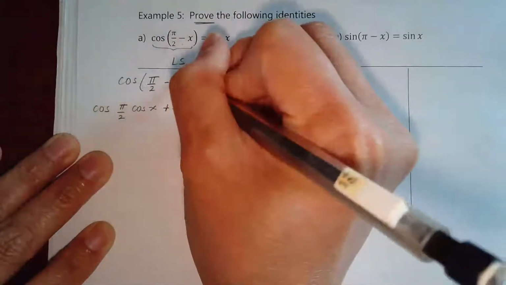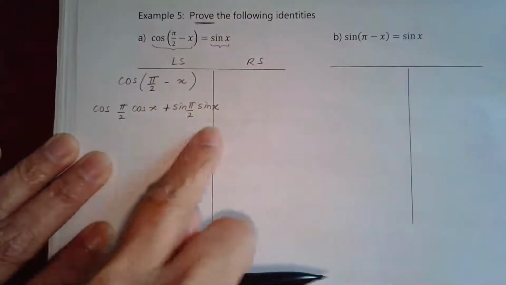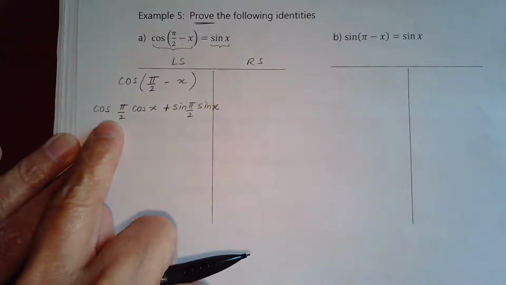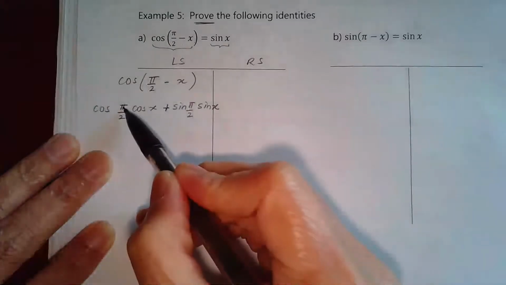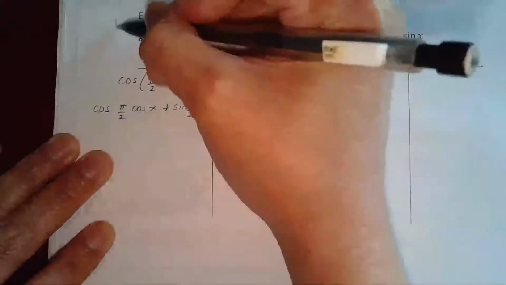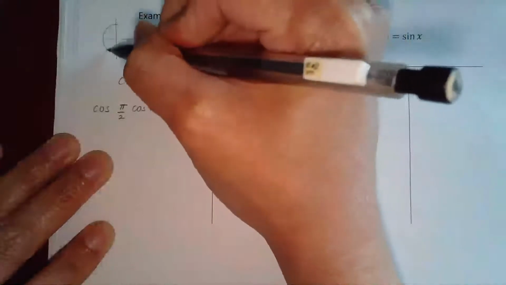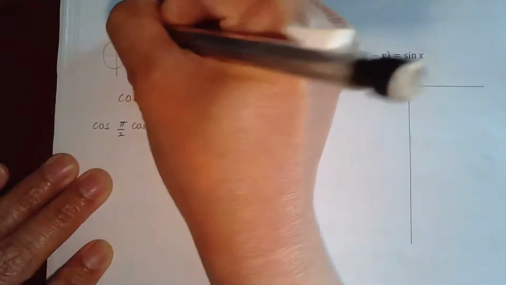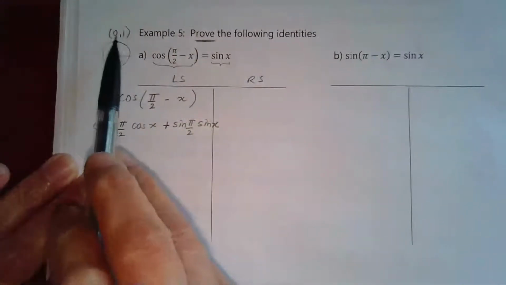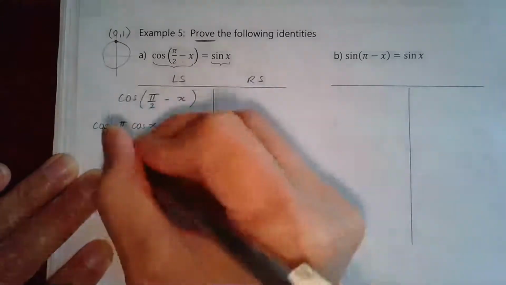Okay, so this is our alpha, and this is our beta. So using the trig identity, we can do that. Now from here, cos of pi by 2, where's pi by 2? Pi by 2 is right here. That's (0, 1). So cos of pi by 2 is 0.